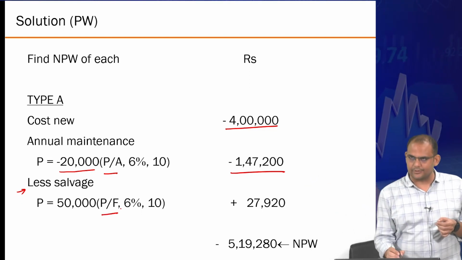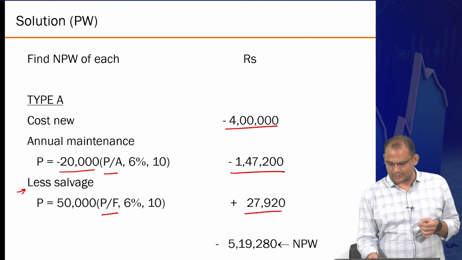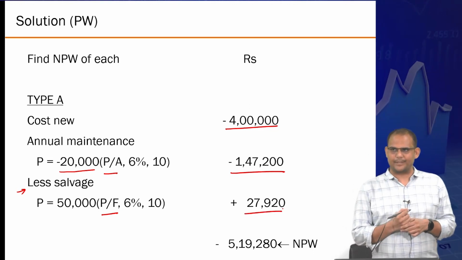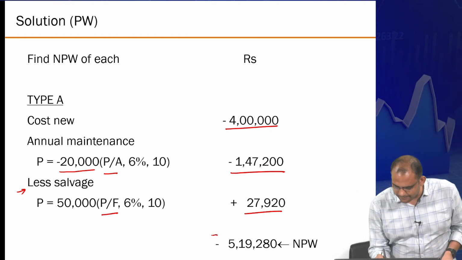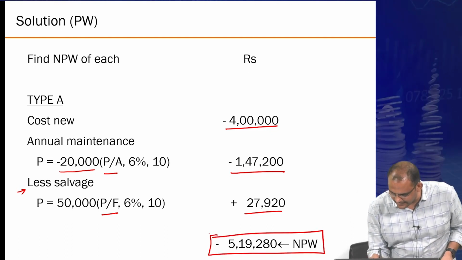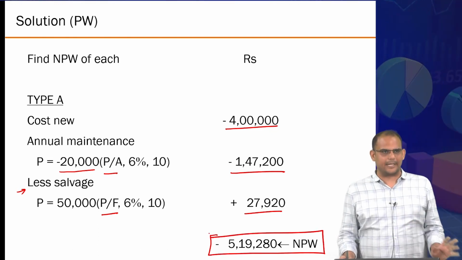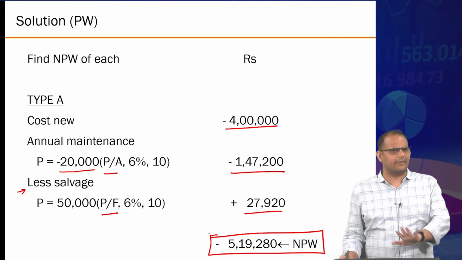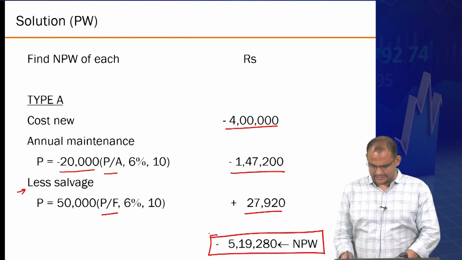That converted using the P by F formula comes out to be 27,920 rupees, right? So your total net present worth for type A road is this particular value. This is where we left; I think I had covered this example.